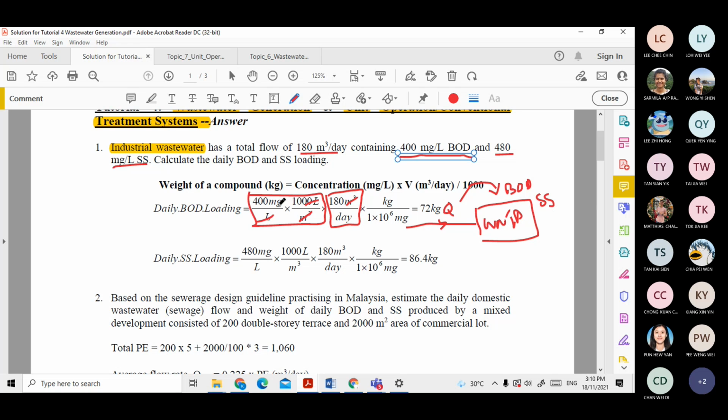Then this milligram is very small, so you can convert to kg. The last term here is the unit conversion from mg to kg, so that your answer is reported in kg. So the BOD load is 72 kg per day. If you express it in milligram, it is also correct, but there are many zeros at the back, so it's better to convert to kg. The same goes for the suspended solid loading. This is the suspended solid concentration given in the industrial wastewater. Multiply with the second term, so now you have the suspended solid concentration in the unit of milligram per meter cube.